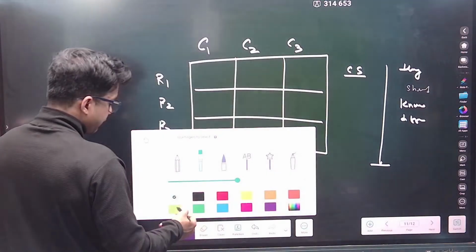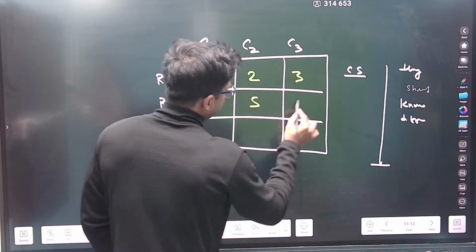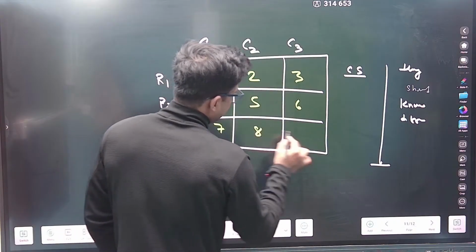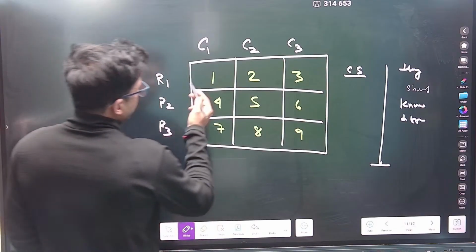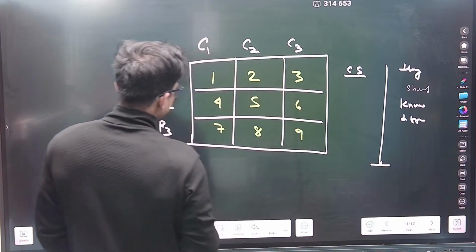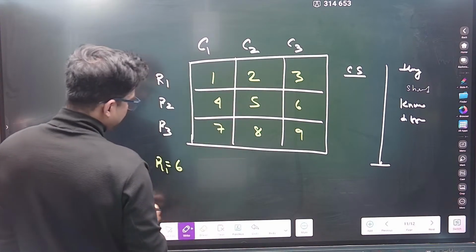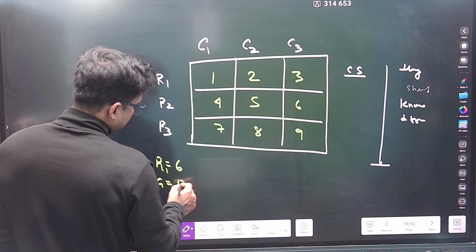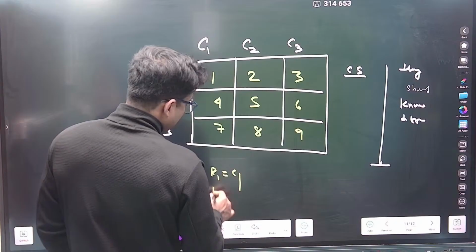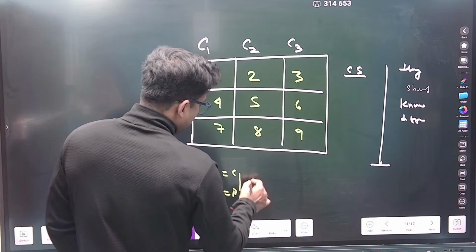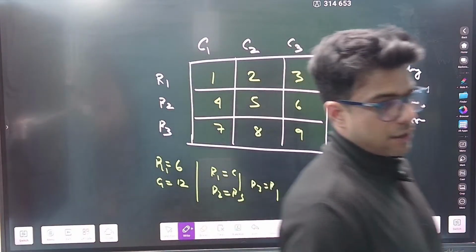If I write down here 1, 2, 3, 4, 5, 6, 7, 8, and 9. Correct. Now, if I ask you to sum row 1, 3 plus 2, 5, and 1 is 6. So row 1 is coming to 6. And column 1, 4, 7, 11, 12. So column 1 is basically coming to 12. So my agenda is to make row 1 equal to column 1, row 2 equal to row 3, row 3 equal to row 1, meaning all the additions should be the same.